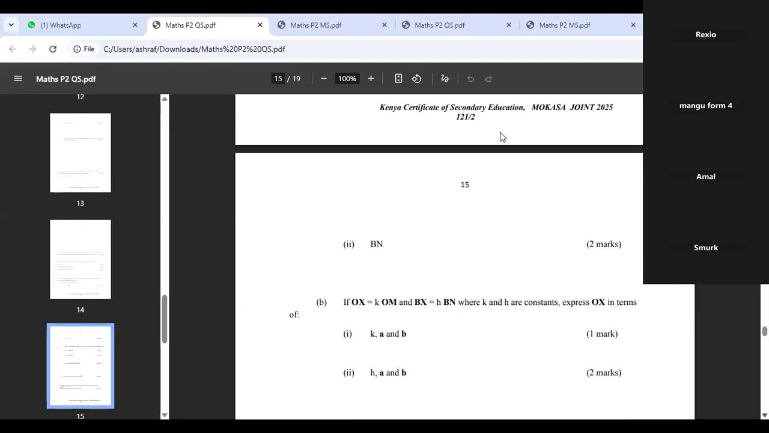So the next part of the question, we've been given that OX is equal to K OM and BX is equal to H BN, where K and H are constants. Express OX in terms of K, A and B, and also in terms of H, A and B. So let's express OX first in terms of K, A, and B.